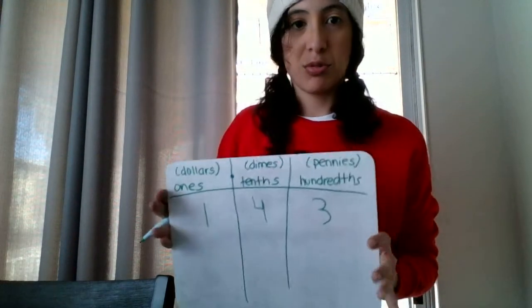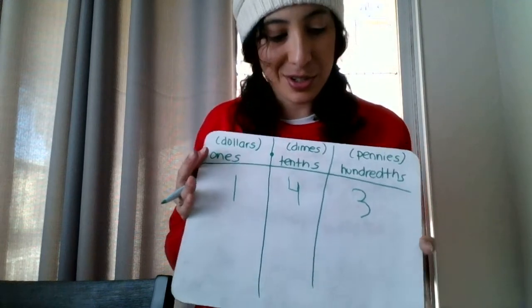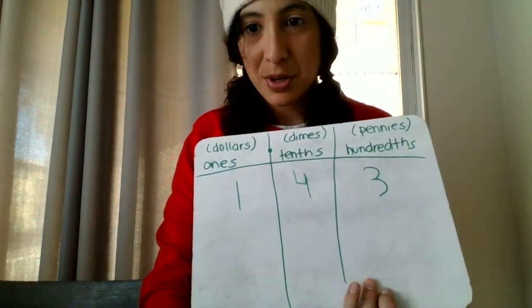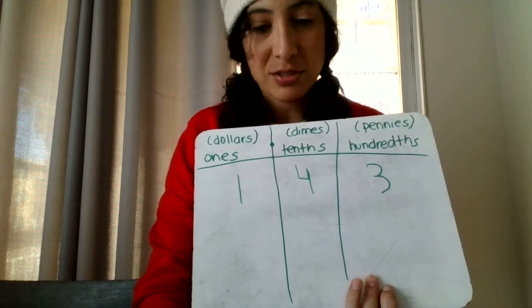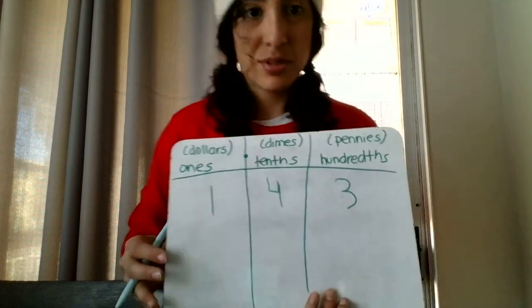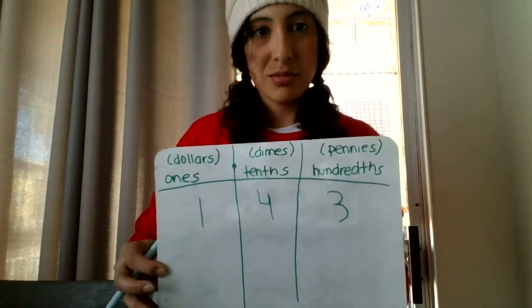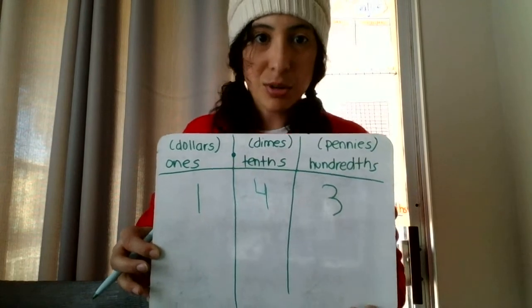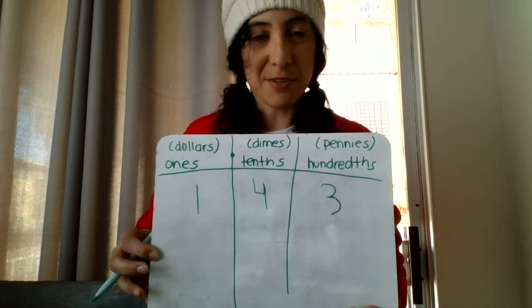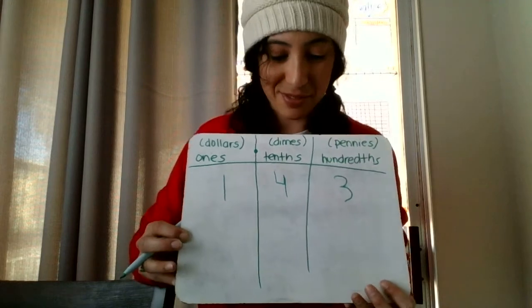What are money words? Rich and poor is not an answer. Okay. Money words are dollars, dimes, pennies, nickels, quarters, all that stuff that buys you all those cool things that you guys have. Okay?